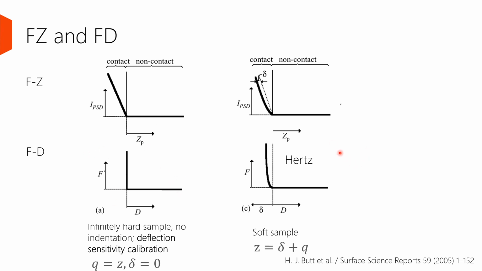So if we are indenting a softer sample, in the contact regime of the FZ curve or FD curve, the slope is smaller than that on the hard sample. And in an FD curve, it's relatively easy to observe the indentation level of this force curve.